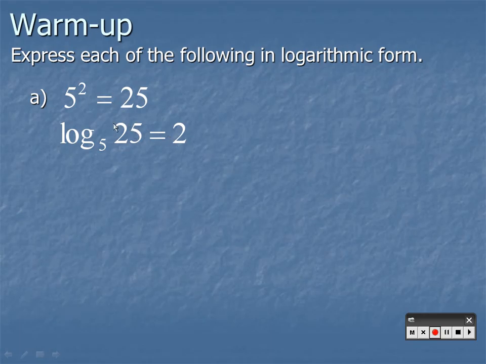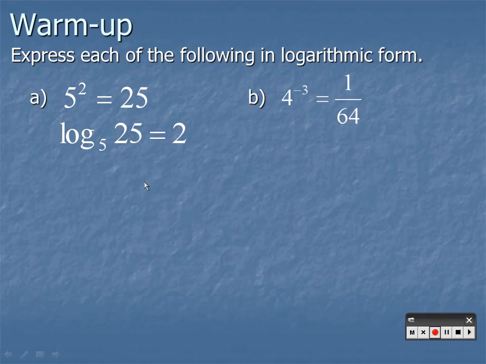These two statements that were written under part A here are equivalent. They're saying the exact same thing. The first one says the power I put on 5 to get 25 is 2. And here, said the exact same way. The power I get to put on 5 to get 25 is 2.